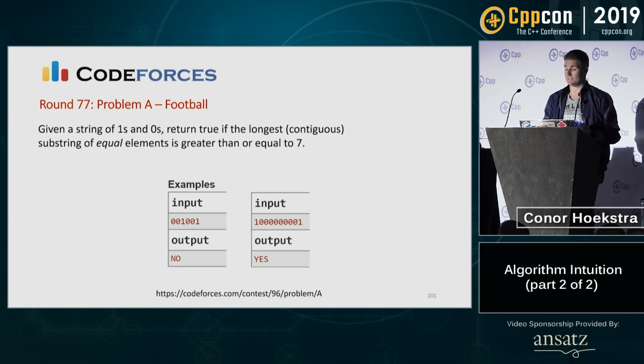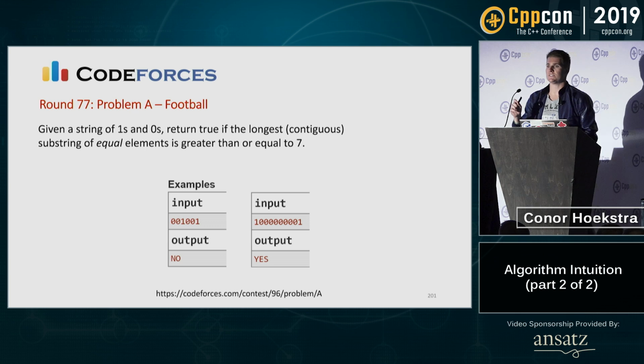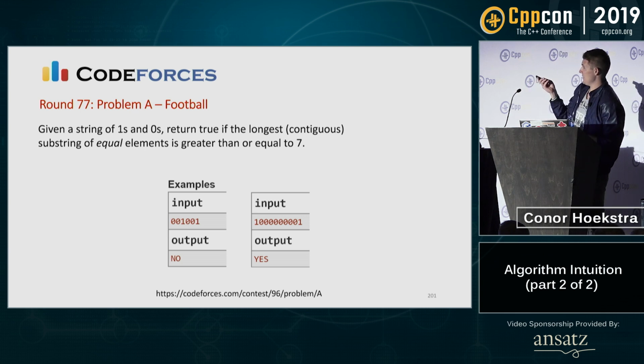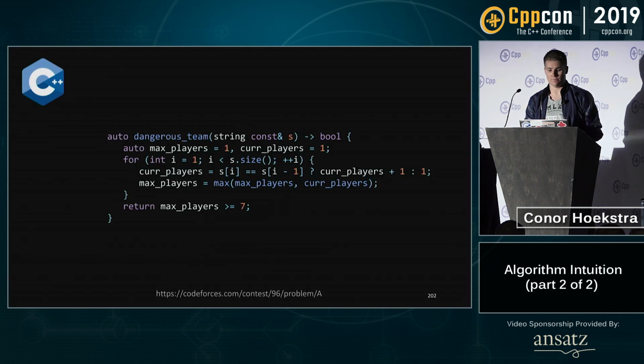So basically here we have 2 examples. In the first example, the longest contiguous substring of equal characters is 2, the 2 zeros. And that's not greater than 7, so we return false. In the second example, I think we have 8 or 9 zeros in a row, so that's going to be greater than 7, so we return true. So it's a pretty simple problem. So how do we solve this using the algorithm intuition table?